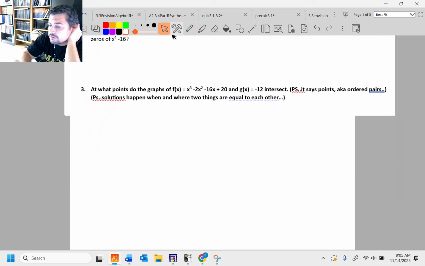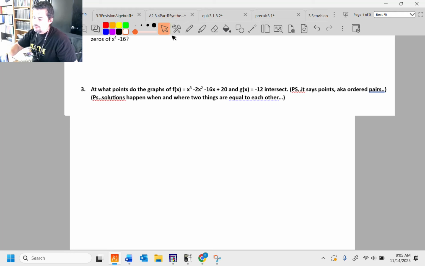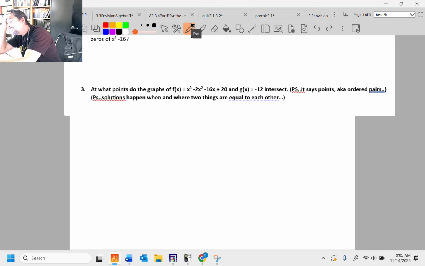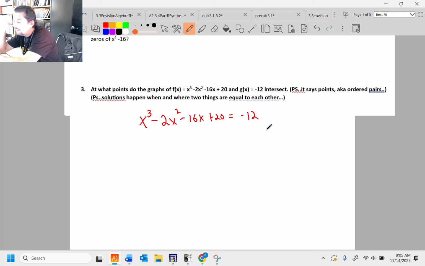At what points do the graph of f(x) = x cubed minus 2x squared minus 16x plus 20 and g(x) = negative 12 intersect? You are supposed to do this one by hand. Not meant to be a calculator problem. So they intersect when they're equal. That's what it even says in the text. If you think about the graphs intersecting, that's where they have the same y value. So we're just going to set these two things equal to each other. That's substitution or the transitive property.